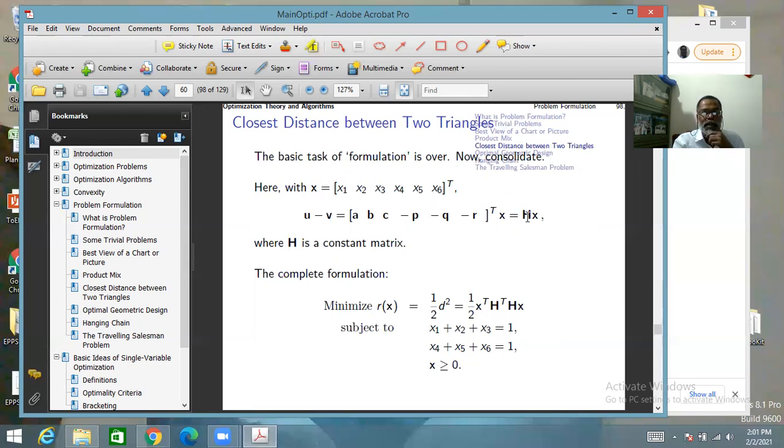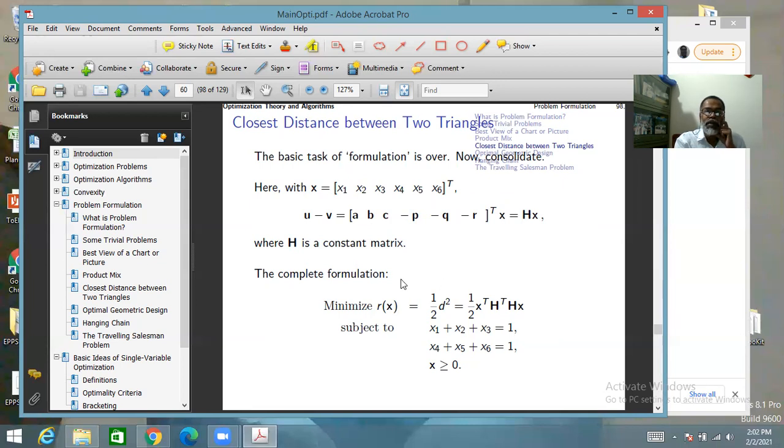So H will be a 3 by 6 matrix, and that's a constant matrix. It just has the 6 coordinates, 6 vectors. Okay, so 6 into 3, 18 coordinates of the 6 points. Okay, that will be the content of the matrix H, and it's constant.